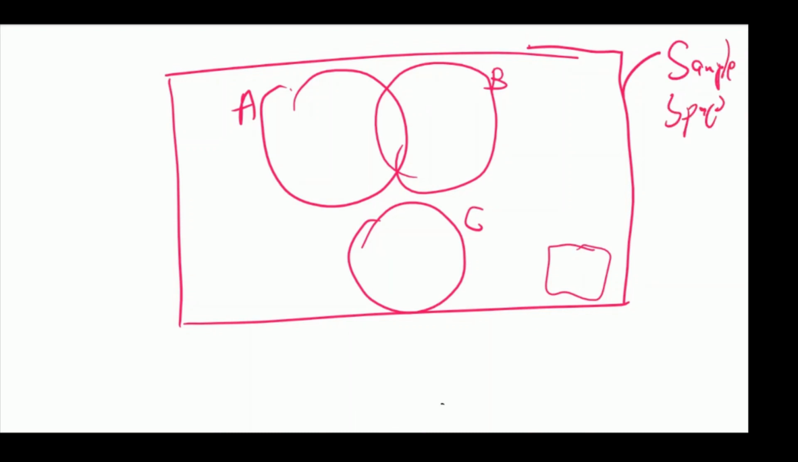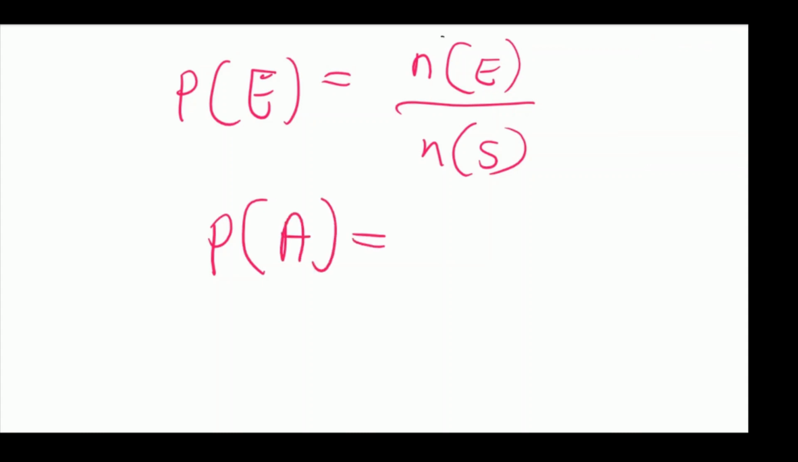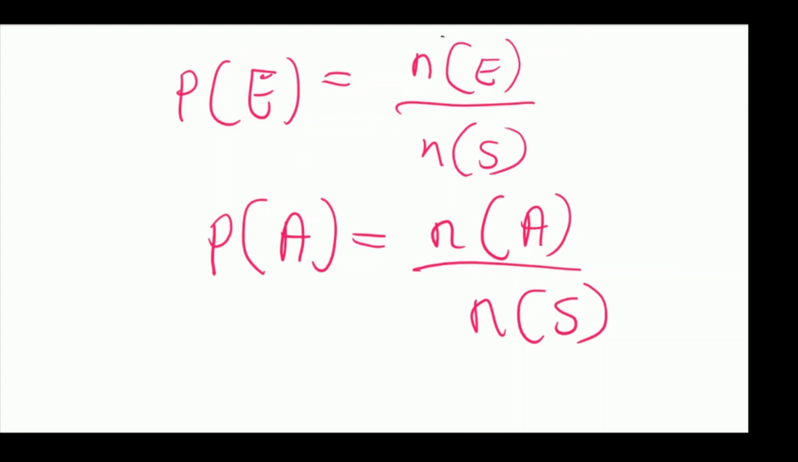So the formula of a sample space is written as follows. P of whatever event, let's say P of E, is equal to N of E over N of S. So if, for example, we are focusing on event A, it means that we need to know the number that exists in the sample of A to be able to find the sample space. We know the probability of A, which is equal to 0.38.